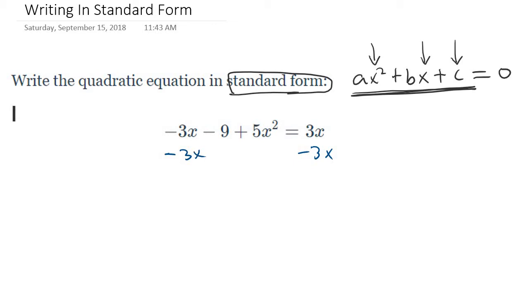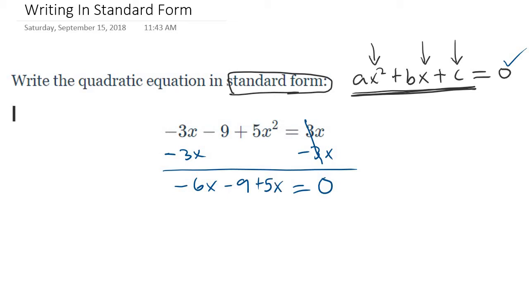So now it's going to look like this. This is going to cancel, and you're going to have a 0. Yay, we're happy. That's what we want, a 0 on the right side. And then you're going to have negative 6x, because negative 3 plus negative 3 is negative 6, minus 9 plus 5x squared. But you say we have a 0 on the right side, so we are done?